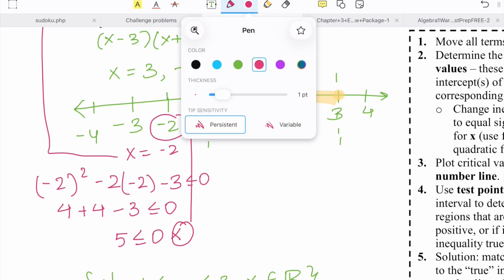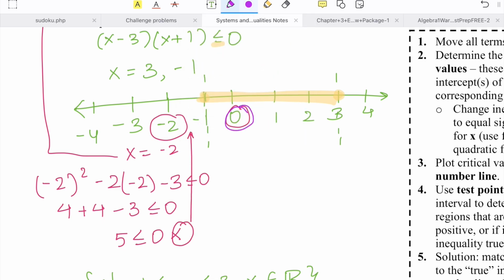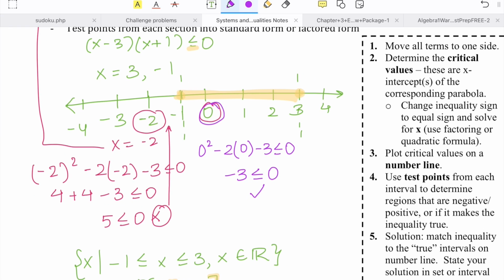Okay, let's take 0 now. We'll put it back in the original equation. So 0 squared minus 2 times 0 minus 3 less than or equal to 0. 0 minus 0 is 0. Minus 3 is minus 3. Is this true? Yes, it is. Minus 3 is less than 0. So it will be part of my solution.